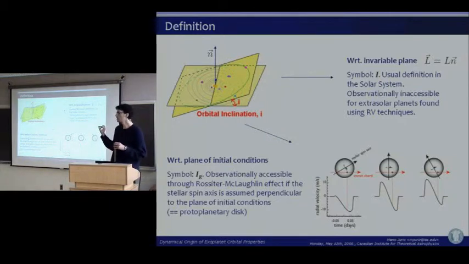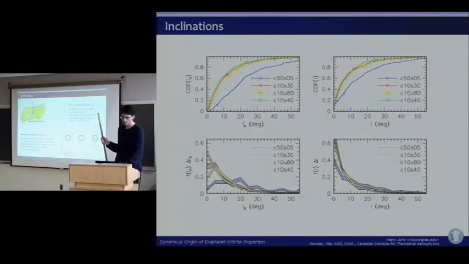This is observationally accessible if you identify the plane of initial conditions with the plane in which the star rotates. So the normal to the plane of initial conditions, which you assume is the plane of the protoplanetary disk, is the same as the spin axis of the star. If you make that assumption, then the measurements of misalignment of planetary orbits and the stellar spin is exactly this inclination I sub r, that is the inclination with respect to the plane of initial conditions from which the system started.